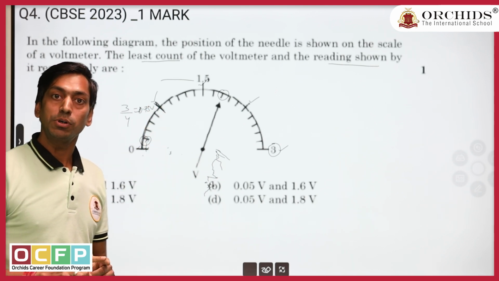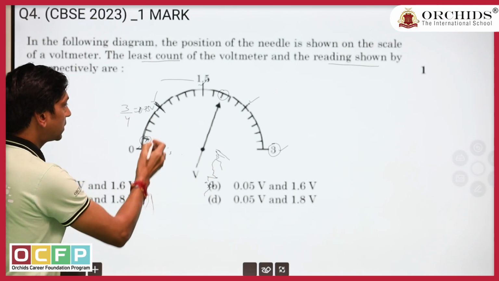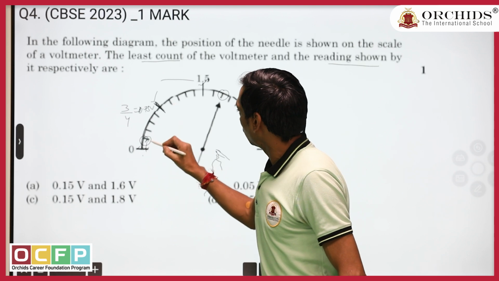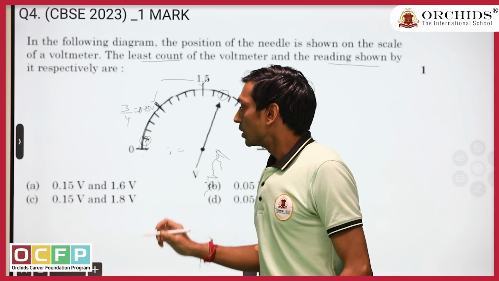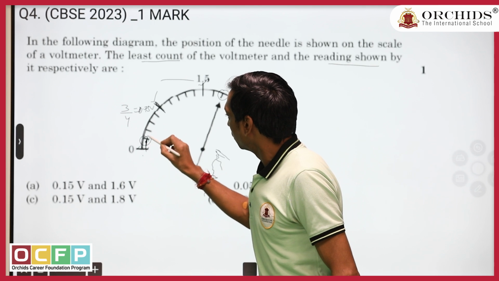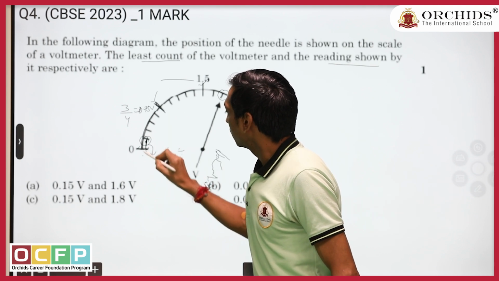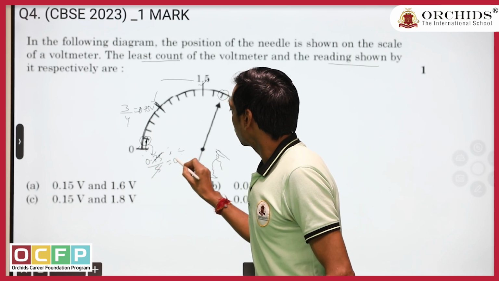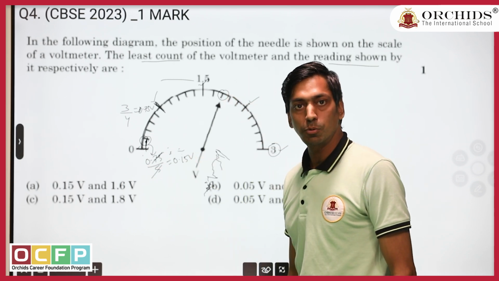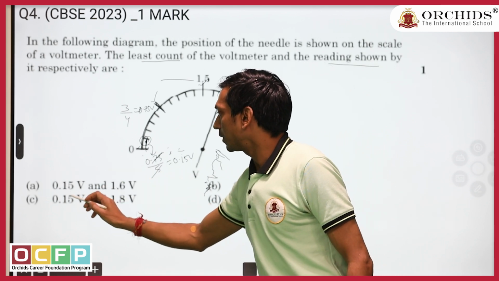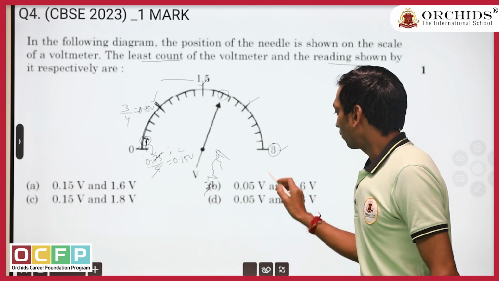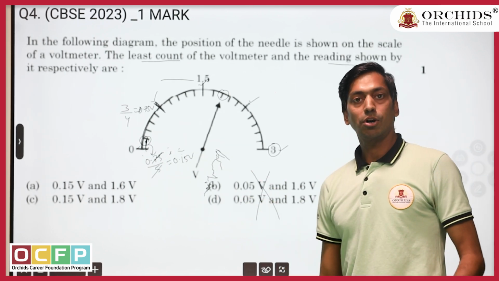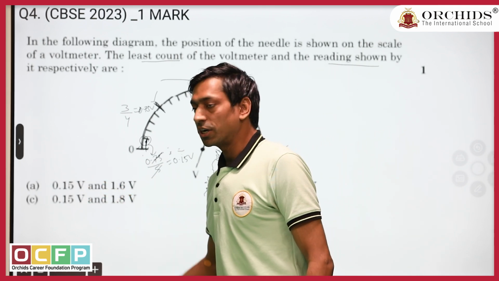But 0.75 volt is not the least count. Why? Because further this 0.75 volt is also divided into how many? 5 small divisions. 1, 2, 3, 4 and 5 small divisions. So I am interested in this particular value. When we divide 0.75 by 5, then we are getting the least count 0.15 volt. And 0.15 volt is available in option A and C. Therefore option B and D are eliminated, right? Because those are not matching with the least count. The value of least count is 0.15 volt.